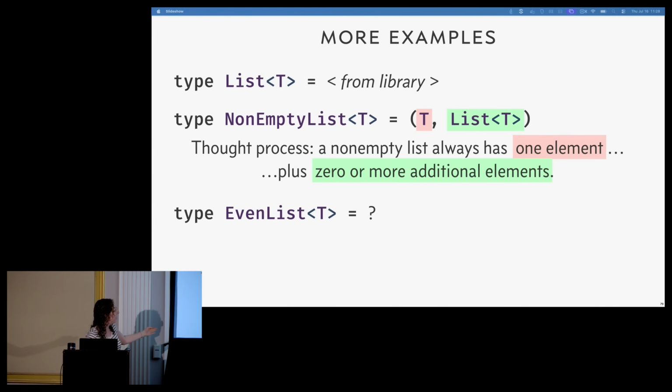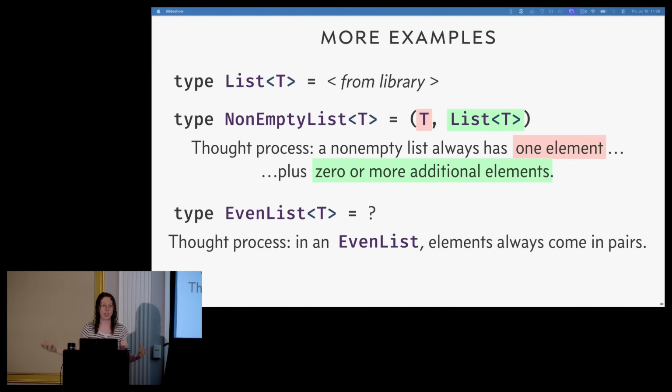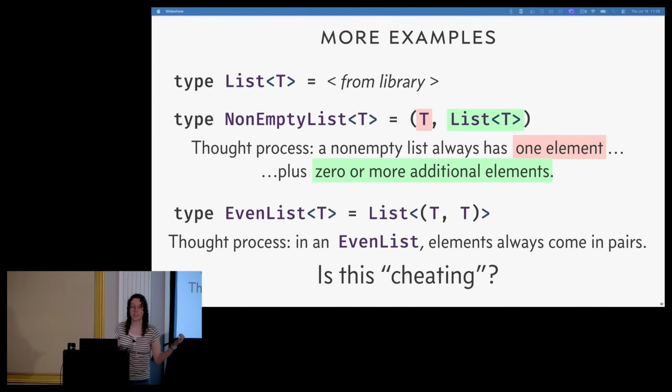And if you, say, want to define a list with an even number of elements, we can do the same thing. We can say, well, in an even list, elements always come in pairs. Each time you add a new element, you actually have to add 2 elements. So we can just represent this as a list of pairs. Now, some people look at this and they say, well, this is sort of cheating, isn't it? This is not actually a list with an even number of elements. It's just a list of pairs.